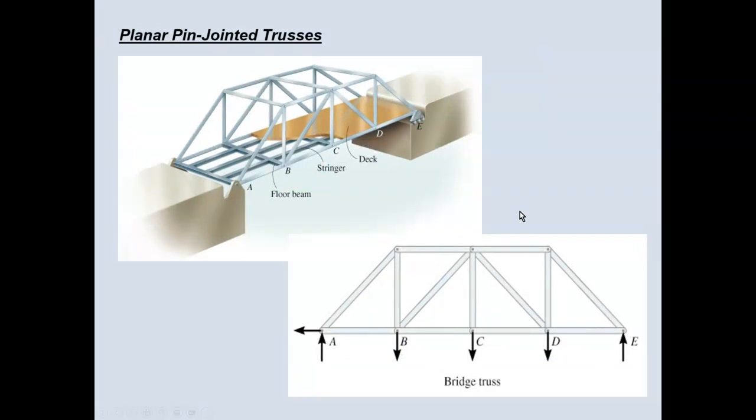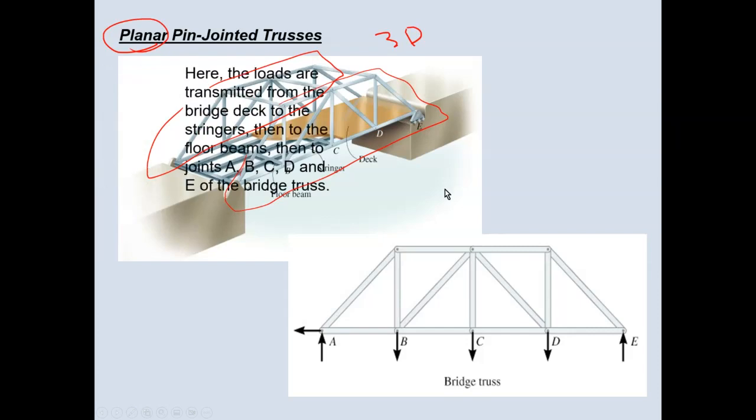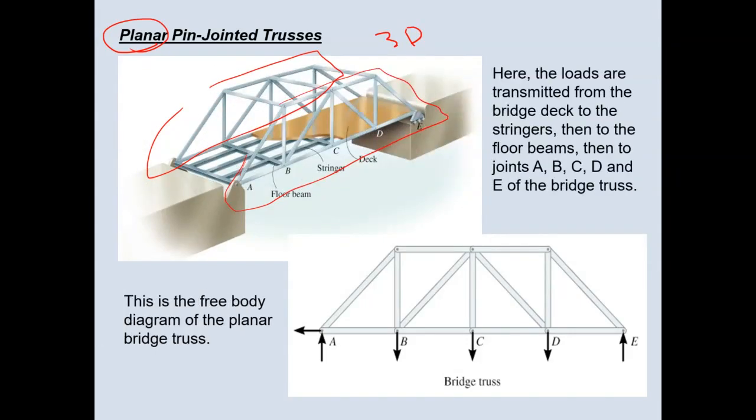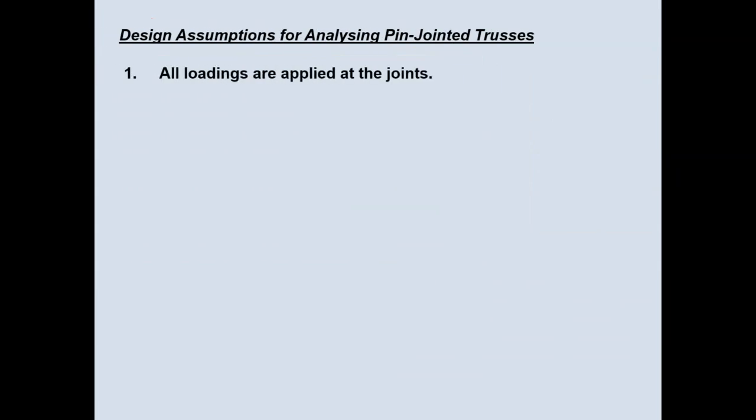And the other thing is, we take a planar view. Planar view means the structure is really 3D, but we can assume that what happens to the front plane is exactly what happens at the back plane. In other words, the weight of this structure can be divided by half, and only half of that is applied to a two-dimensional structure. So these are the main assumptions you make for solving a truss structure.